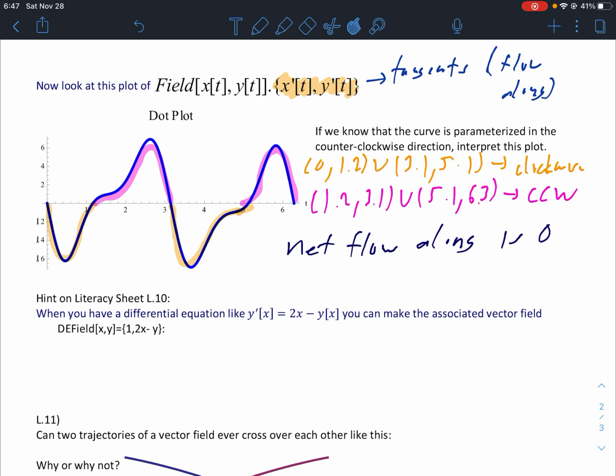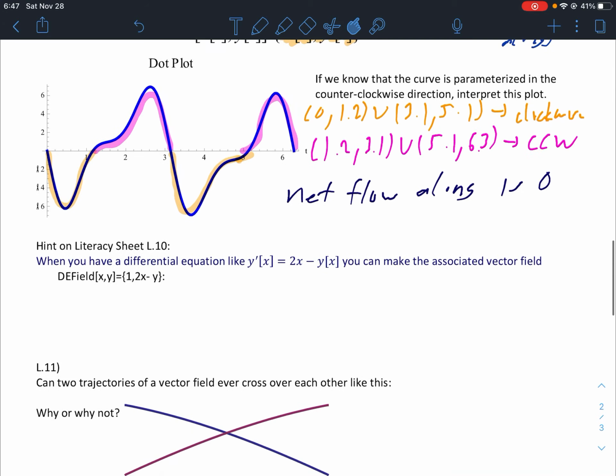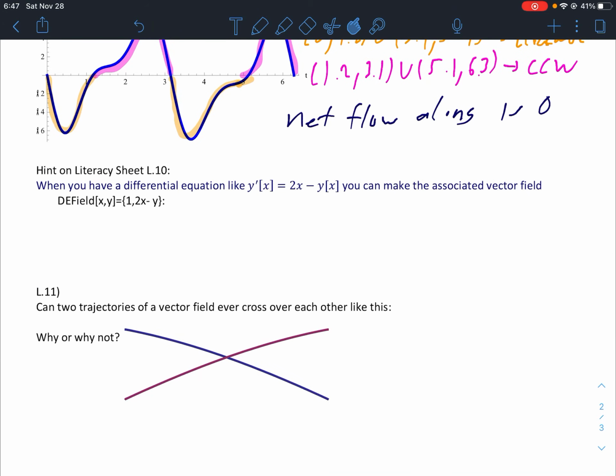That's pretty much it. A couple hints there. You can read that hint on the literacy sheet L10. And then another hint on number 11. Can two trajectories of a field ever cross over each other, like this? That is a question you're supposed to answer. What I want you to think about when you're answering this question is, what would happen when the blue trajectory gets there, or the red trajectory gets there? What would they do at that point? So think about that when you answer that question.